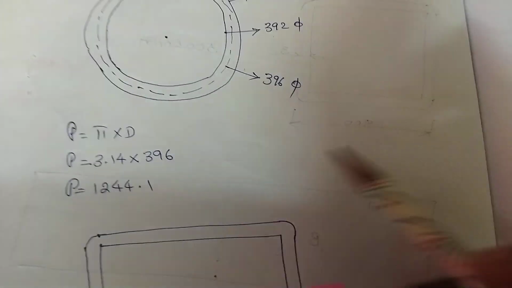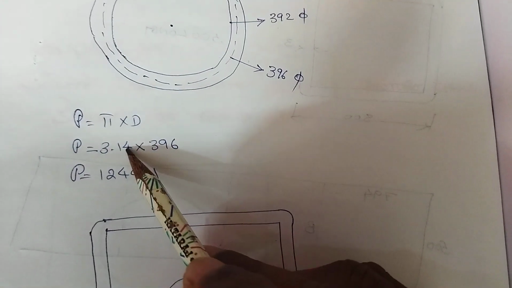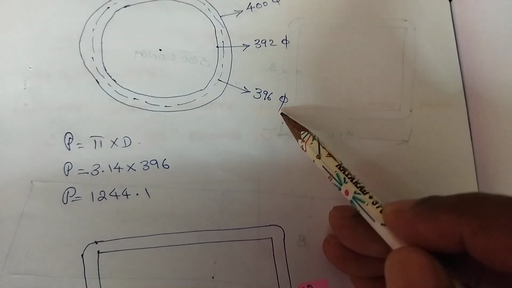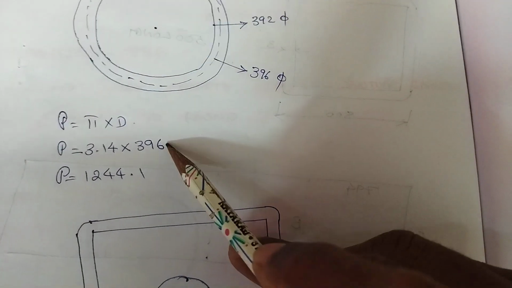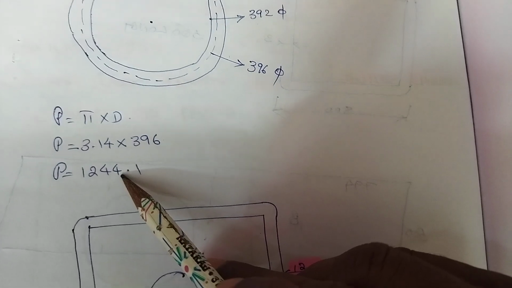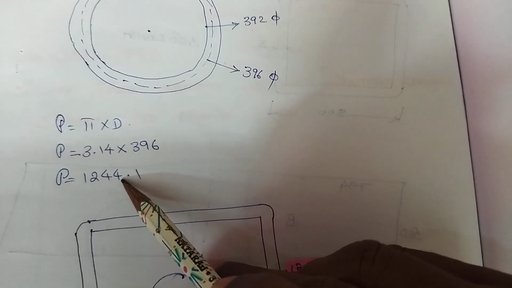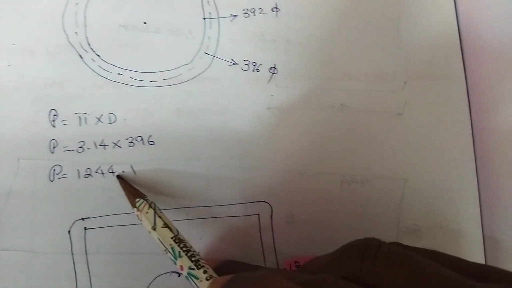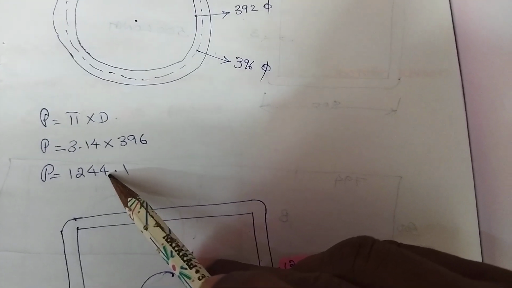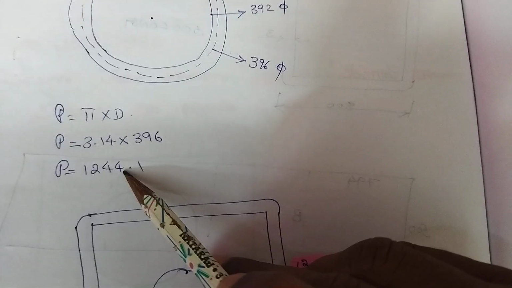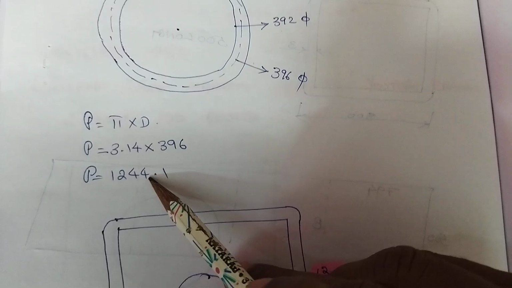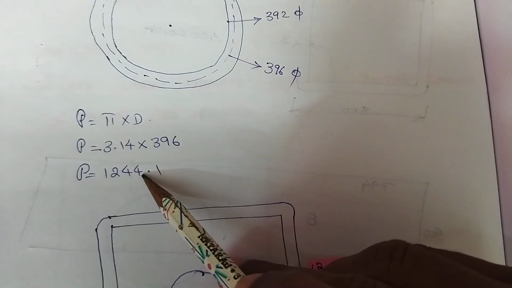So when we calculate P is equal to pi into D, pi is 3.14, D should be 396. Use your calculator and calculate. Then you will get this measurement. Don't watch this video as a cinema or film. It is a class. It is a fabrication class. It is a mathematics class. It is a class of development. So you have to use your calculator, otherwise you won't learn.